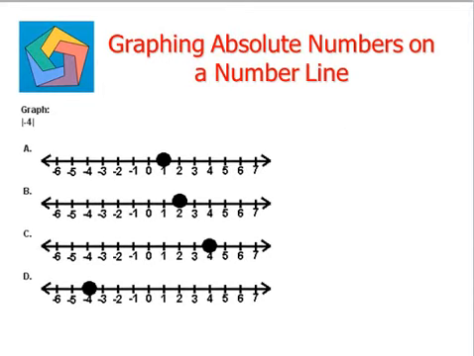Graph absolute value of -4. So we have the absolute value of -4. We know the value of this is a positive 4 because we ignore the negative sign whenever we see the absolute value bars. So this is a positive 4. Positive 4 is indicated in option C. This is the correct one.